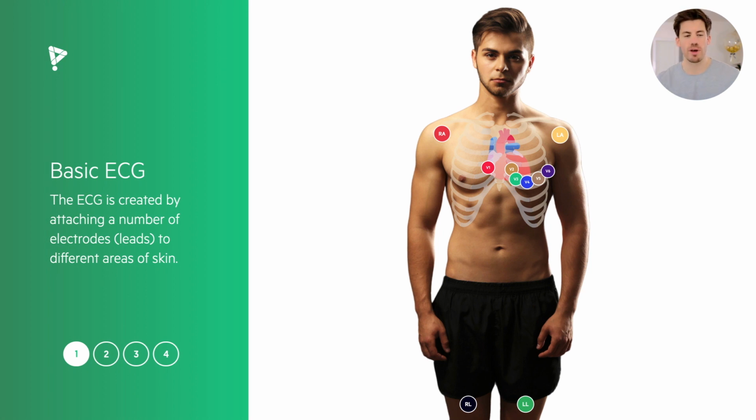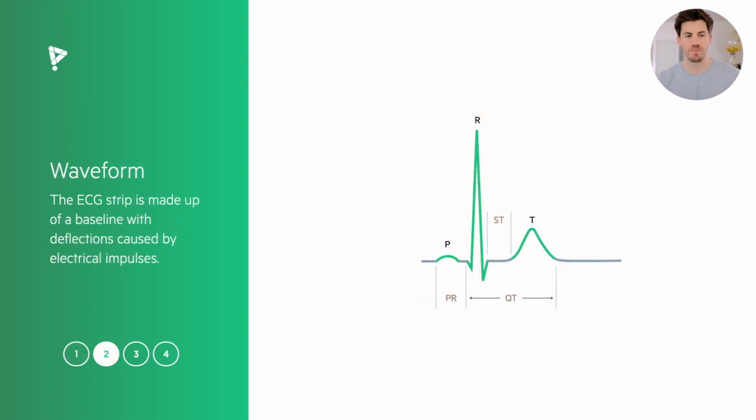practice making perfect. So here we looked at the basic ECG and how it's created by attaching a number of electrodes or leads to different areas of the skin. We looked at the limb leads, we looked at the chest leads, and how that represents viewing the heart from different areas. We looked at the waveform of the ECG and how the ECG strip is made of baseline with deflections caused by electrical impulses. These deflections go up if they're going towards the leads, or go down if going away from the leads. And we said the repolarization is the opposite effect.